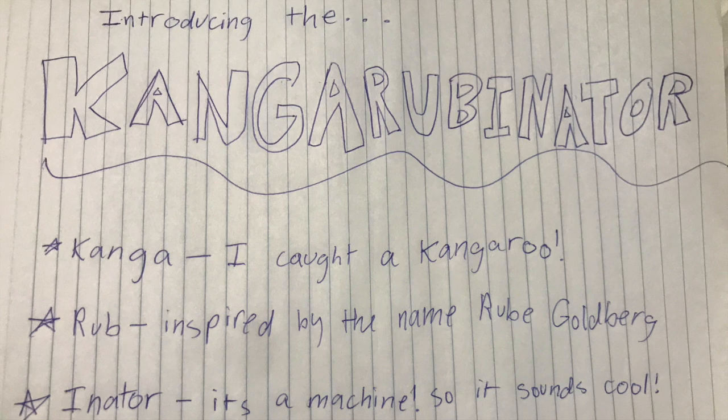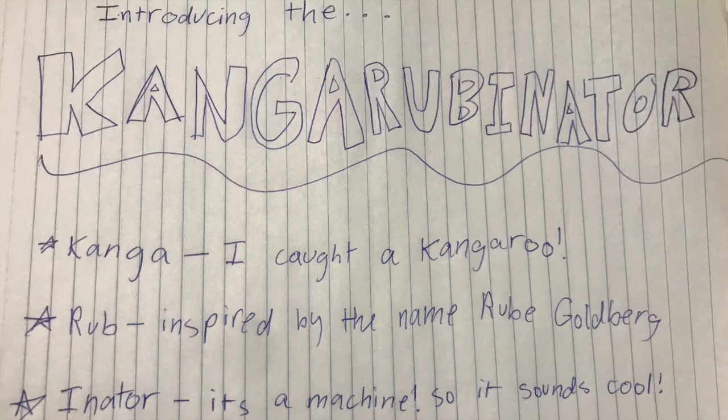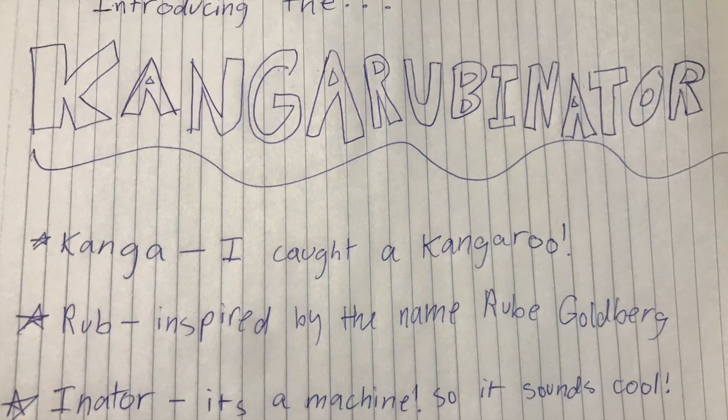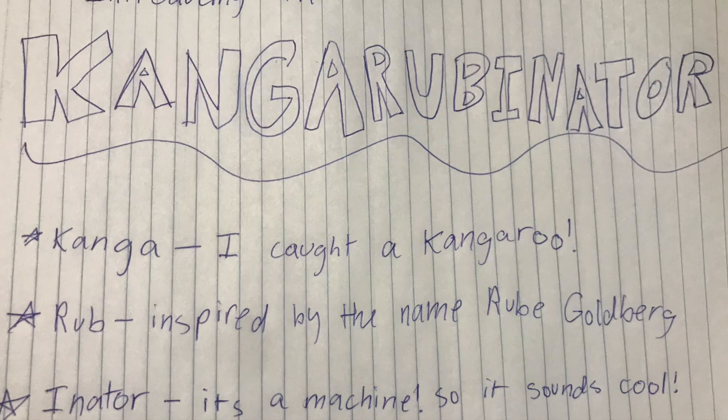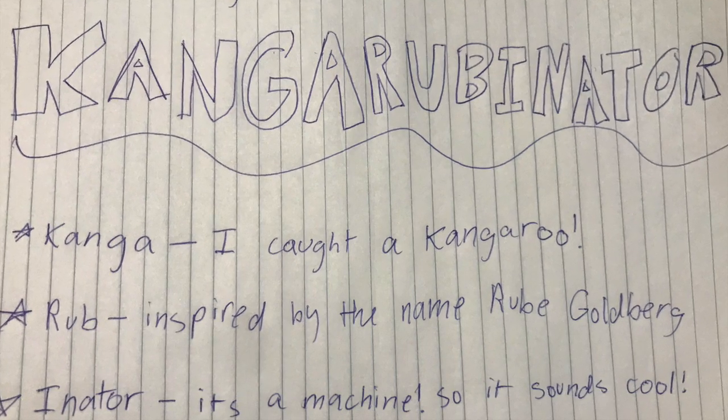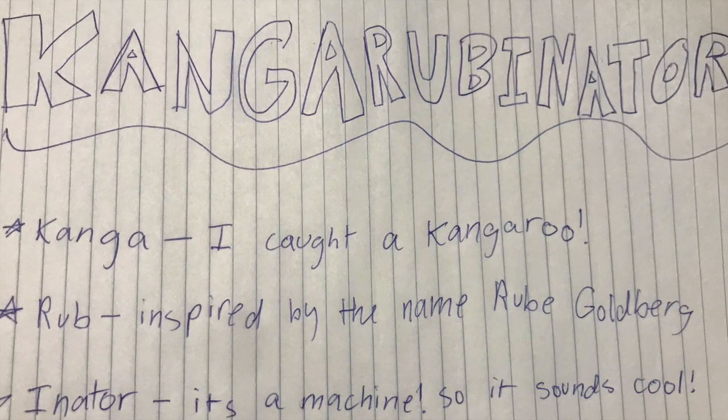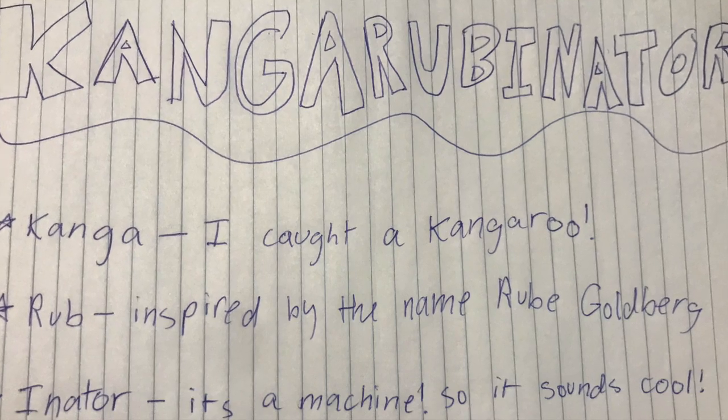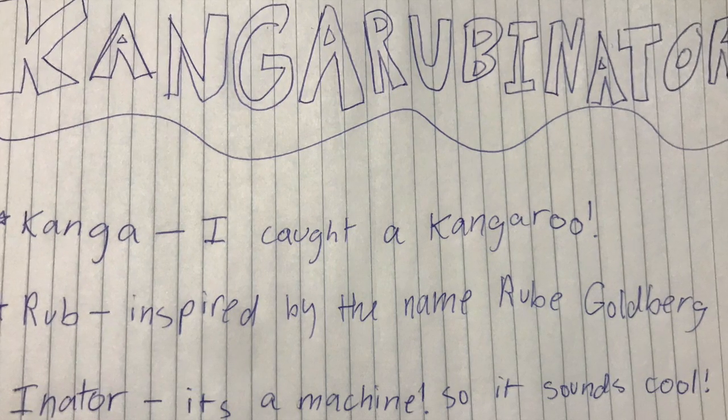So the name I came up with for my machine was called the Kangarubinator. Kanga was because, well, I caught a kangaroo. Rube is inspired by the name Rube Goldberg, which is the type of machine this is, and Inator is because it's a machine and it also sounded pretty cool. So before I elaborate on each step of my mechanism, here is an overall view of my Kangarubinator.